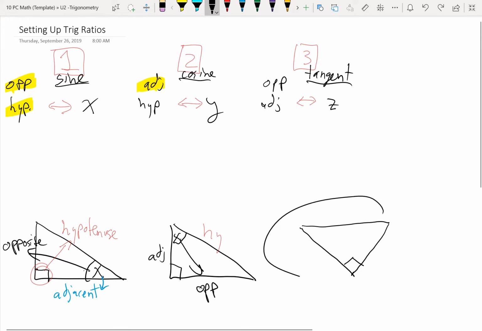So if we took this angle, this triangle, and that was the angle we're doing, think for a sec, what would each side be labeled? So this is opposite, this is adjacent, this is hypotenuse.